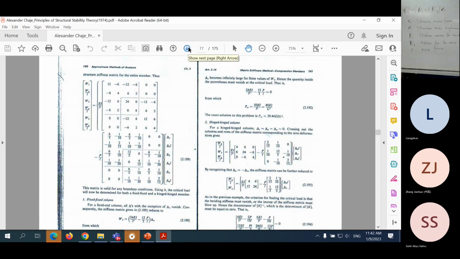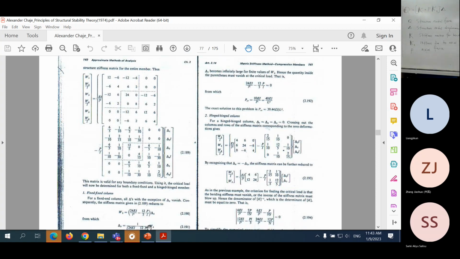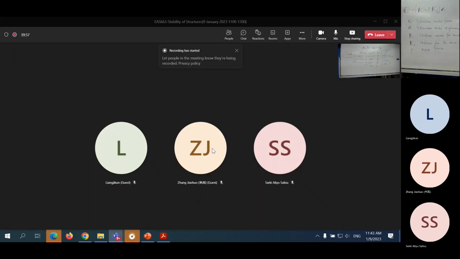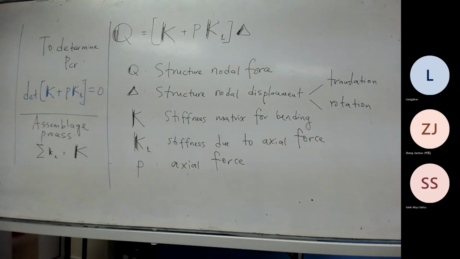Okay. So we will consider the fixed column and the hinged column. How to consider that? I think the detailed one, how it becomes, is given here. I'm going to show you the detail given in that particular chapter of the book. Okay.